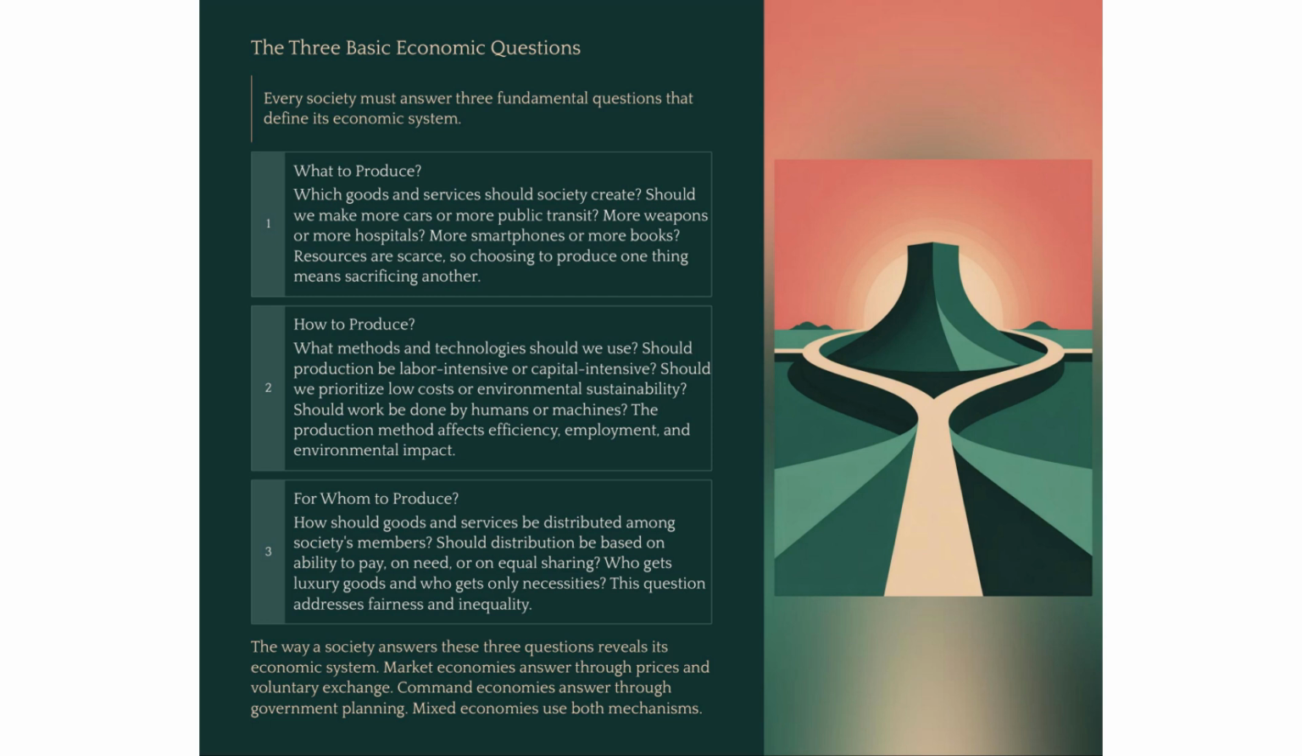No matter what type of economic system a society has, market, command, or mixed, it has to answer the same three fundamental questions. First, what goods and services should we make? Should we focus on food or on military equipment? Second, how should we make them? Should we use robots or hire more people? And third, for whom are we producing them? Should everyone get an equal share, or should the goods go to those who can afford them? The answers to these three questions define the society.